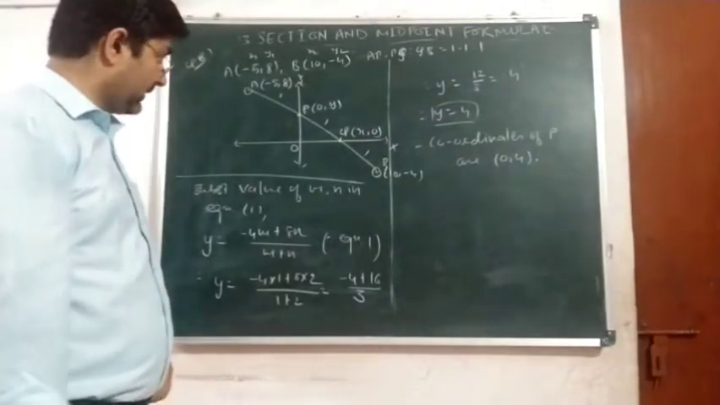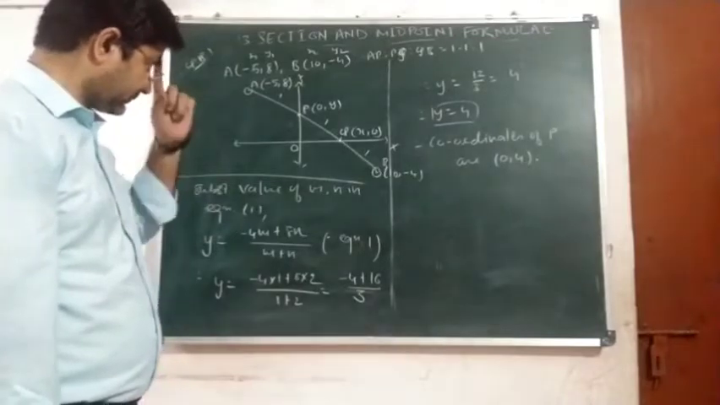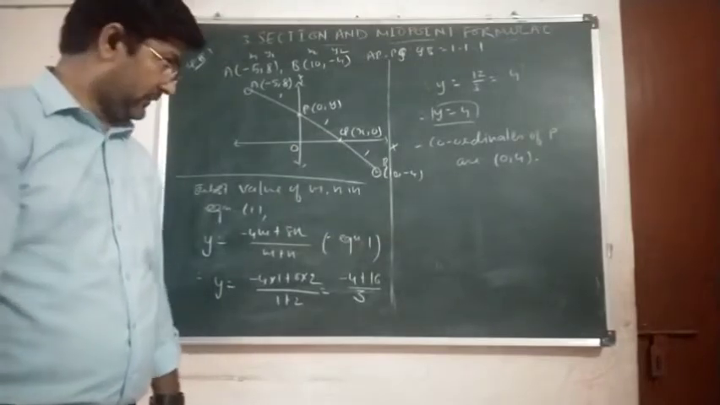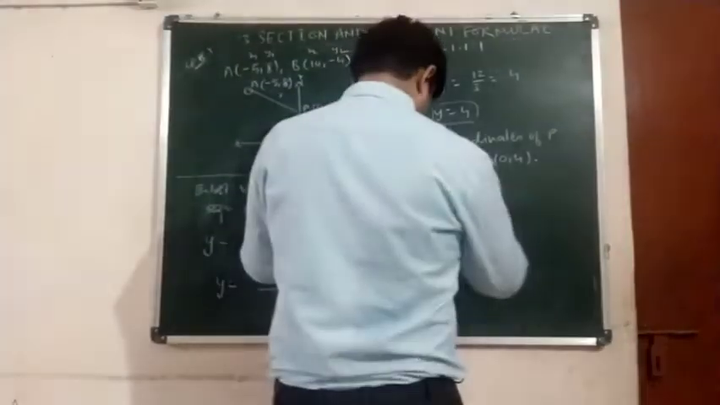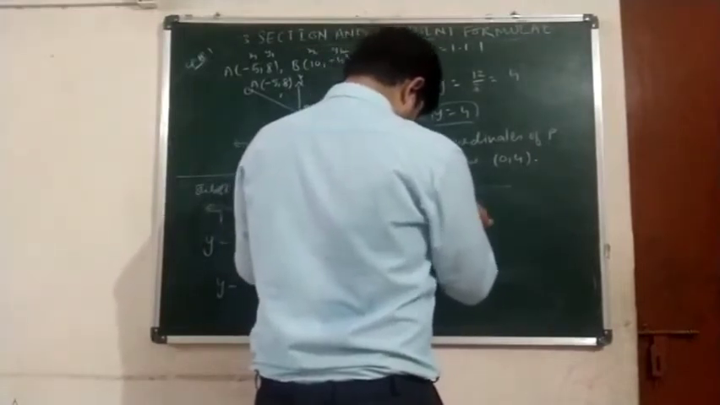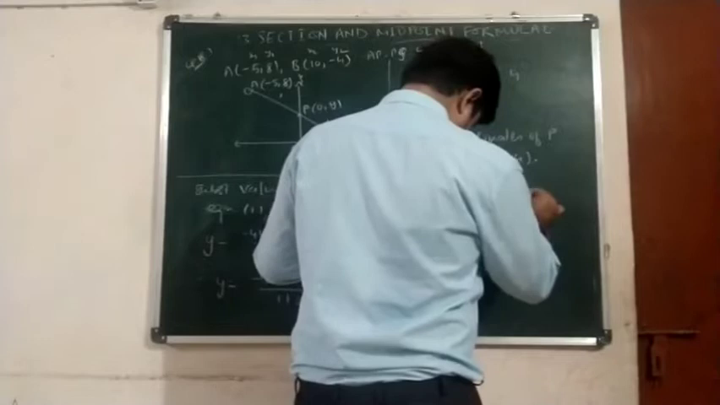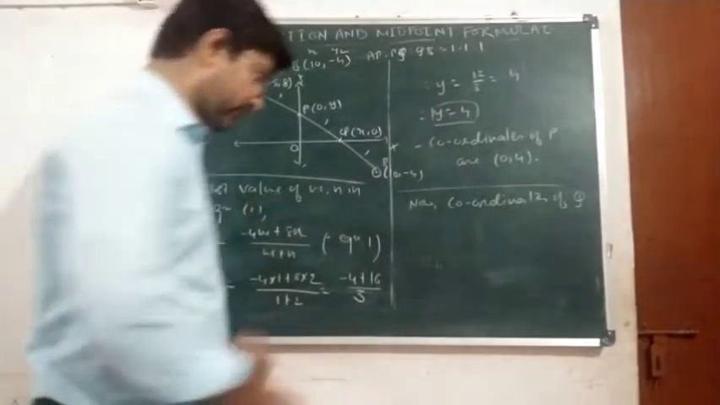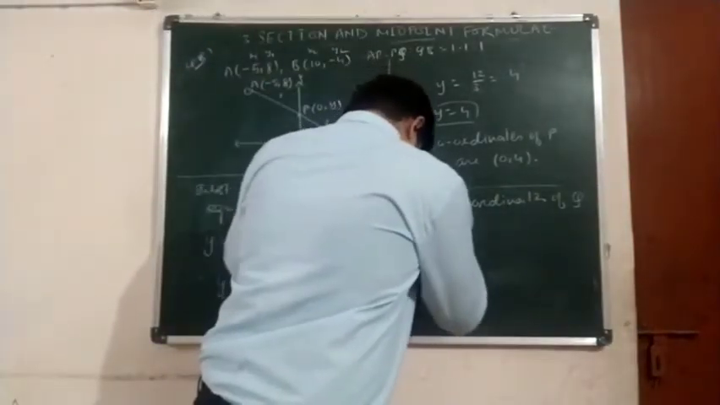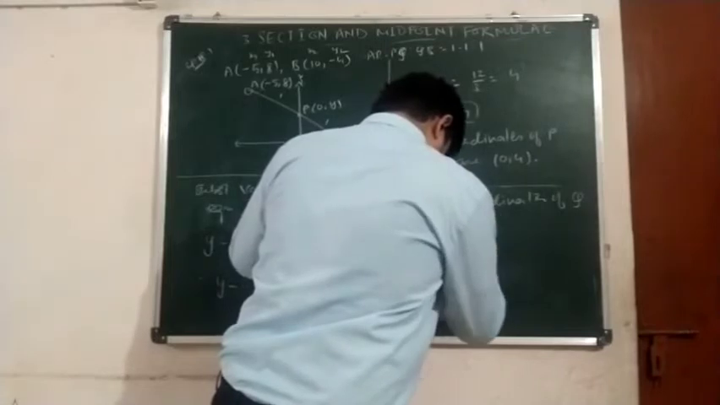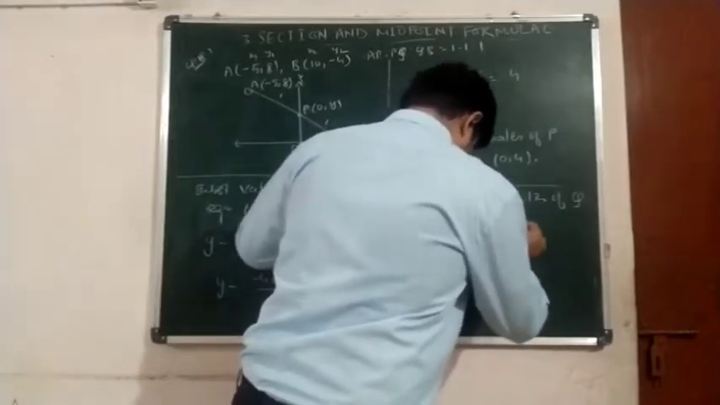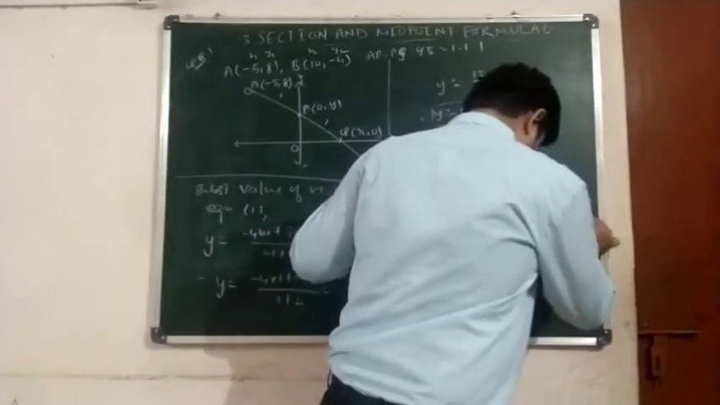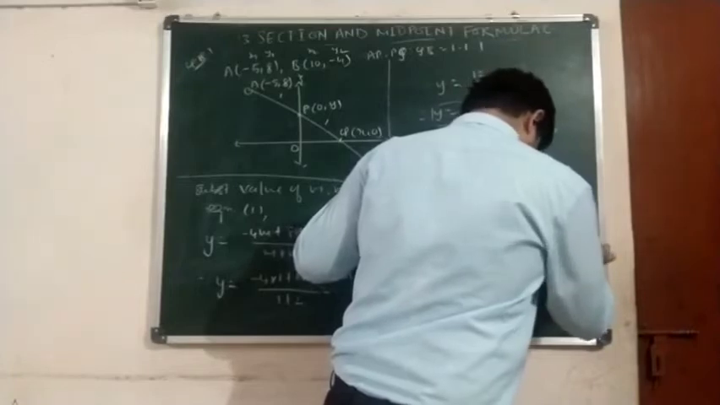Now we will prove that the ratio AQ is to QB is 2 is to 1. Yes or no? Now the coordinates of Q. Again we will put the section formula to calculate the coordinates of Q. x is equal to mx2 plus nx1 upon m plus n, and y is equal to my2 plus ny1 upon m plus n.